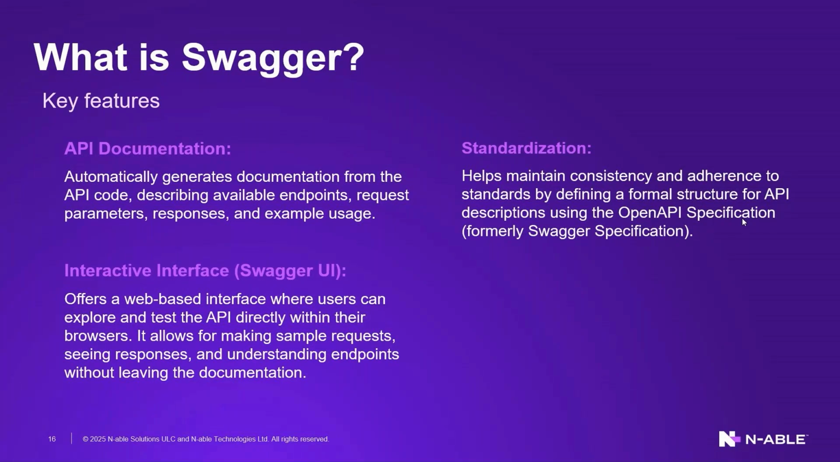I always start off in the Swagger interface. Now, I might look to build scripts, for example, but I always start within the Swagger interface. It's a great ground to understand what functionality is available to me, what information is available to me, and test out if I can extract that information from my N-Central instance. In terms of the API documentation, it automatically generates documentation from the API code, describing available endpoints, request parameters, responses, and gives us example usage.